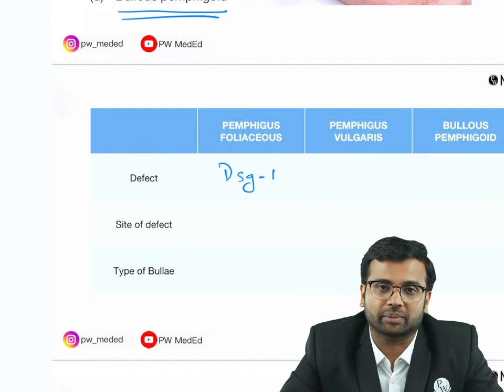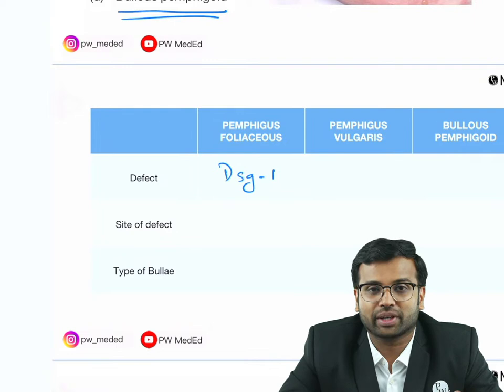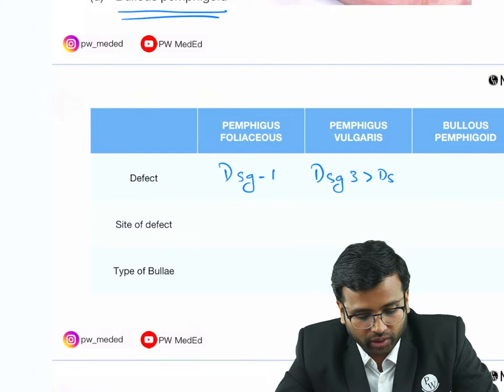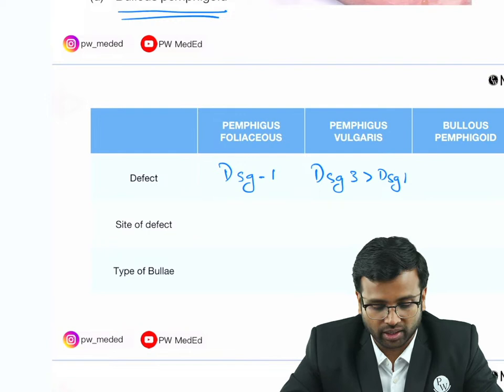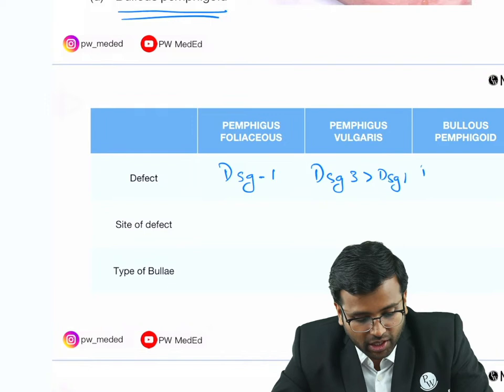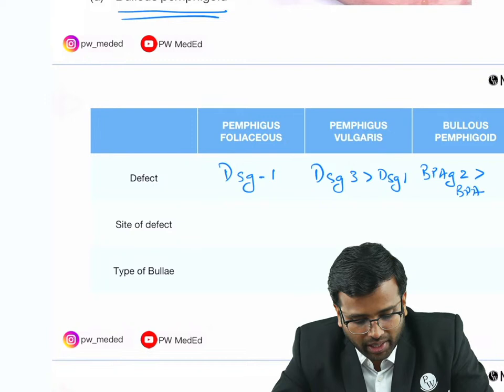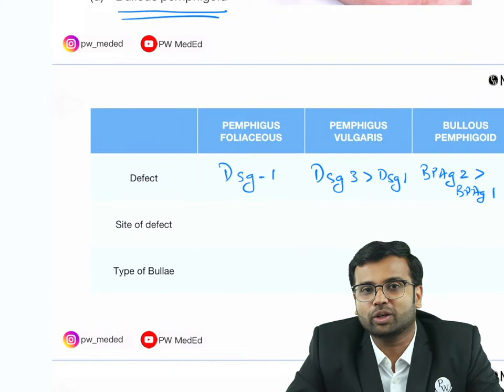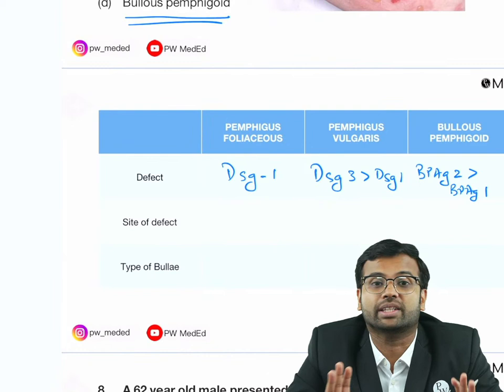Whereas in pemphigus vulgaris, where is the defect? In pemphigus vulgaris, the defect is going to be in desmoglein 3 more than desmoglein 1. Okay, desmoglein 3 more than desmoglein 1. And what is the defect in bullous pemphigoid? In bullous pemphigoid, this is going to be a defect of BPAG2 more than BPAG1. Excellent. So all of you are answering in the chat box. Very good. Good going. So these are the basic defects in all these three very important vesiculobullous diseases.